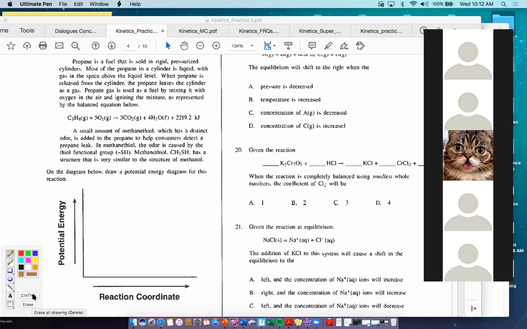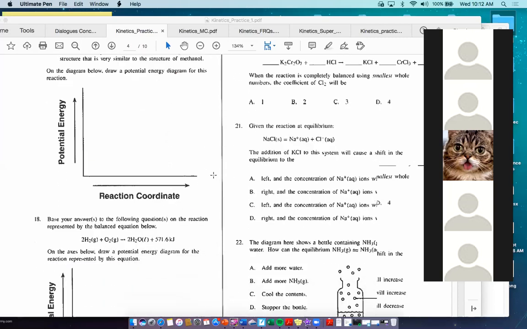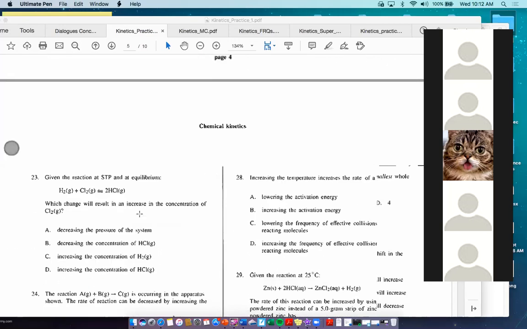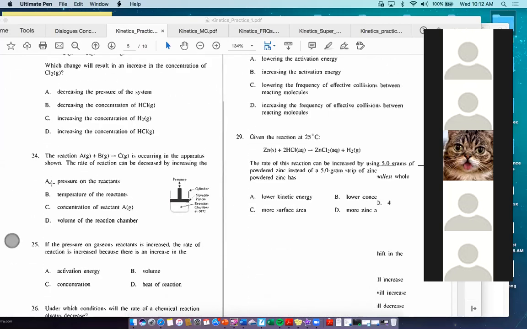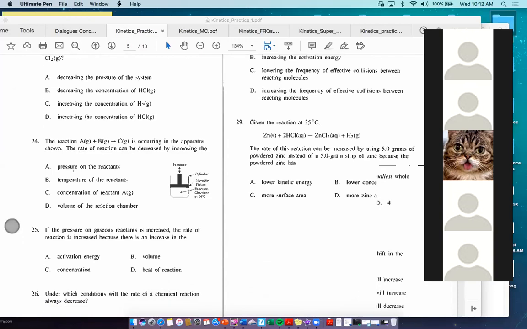All right. There was another question I thought was a good one. Question 24. I know I'm kind of skipping around. I'm just trying to hit as many good questions for us to review as we can. Okay, so let's go over this. We have this reaction of gases. Gas A reacts with gas B to form gas C. We want to decrease the rate of the reaction by increasing something here.